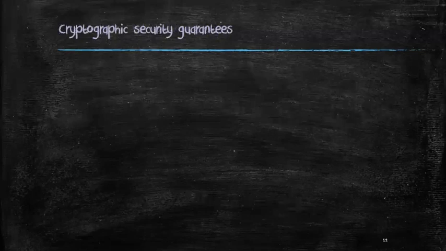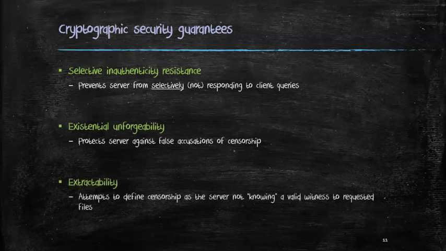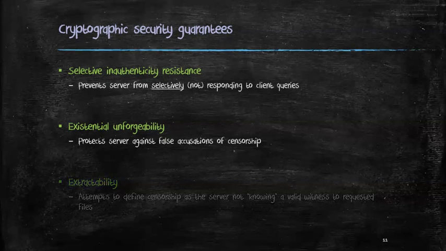Now, there are a few more security guarantees in censorship and publishing systems that we have to look at. So we have selective non-exclusive resistance, we have existential enforceability, and extractability. Extractability is slightly out of scope of this talk because it basically tries to define censorship as the server not knowing a witness to the file it was uploaded, so we're not going to talk about that. The other two: what happens when the client lies about the server's response? Here, existential enforceability takes care of that because it prevents any party that is not the server from replying as the server or forging a reply as the server.